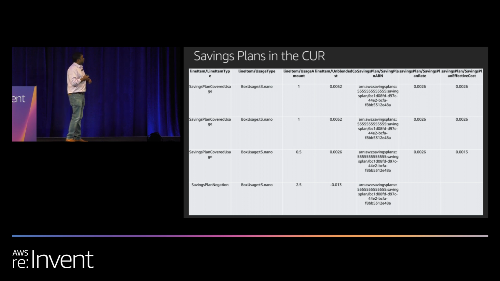So let's see a quick example of that. In this example, I have a Compute Savings Plan, and I'm running T3.nano instances. The first three lines that you see here, Savings Plan covered usage, describe the usage that got covered by my Savings Plan. And the last line that you see here, that's the Savings Plan negation line item that wipes out the on-demand charges for the first three line items. So it's super easy for you to take those savings and then go allocate them across your BUs as you deem fit.